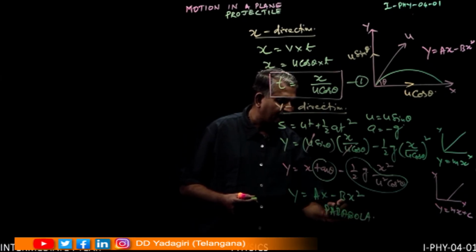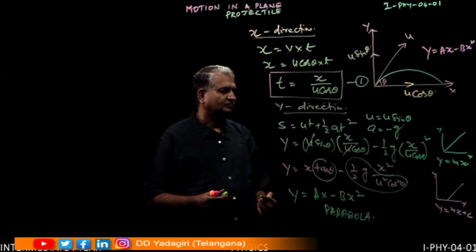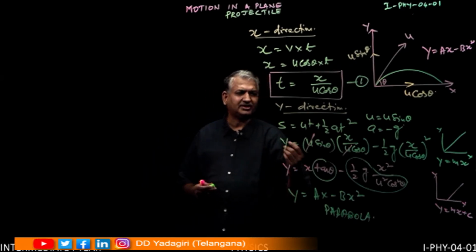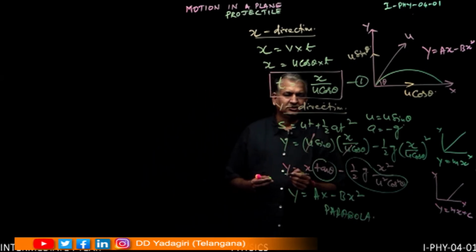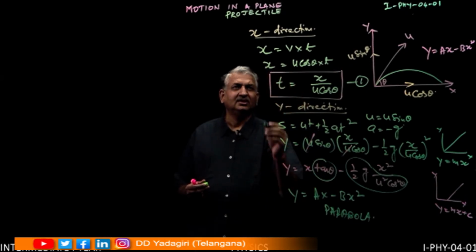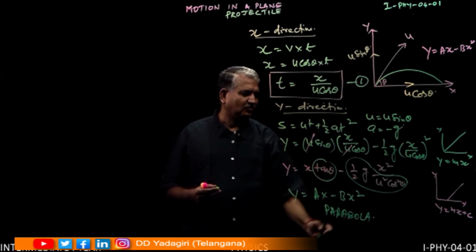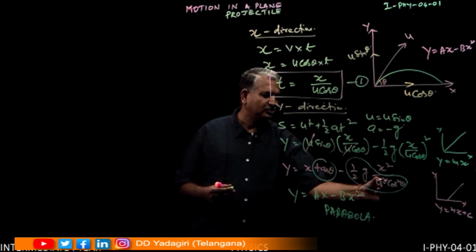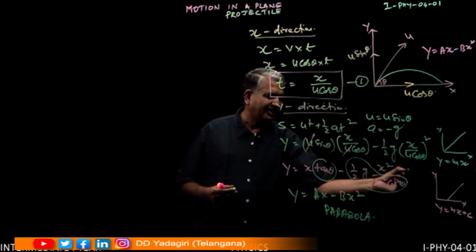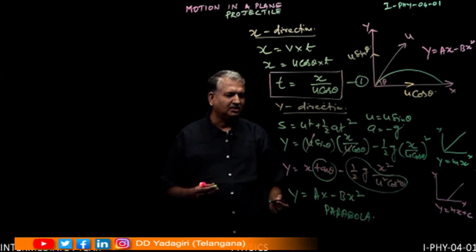Therefore, the path of a projectile is a parabola. So, what is a here? The a is nothing but tan θ. What is b? g/2 u² cos² θ is nothing but b.